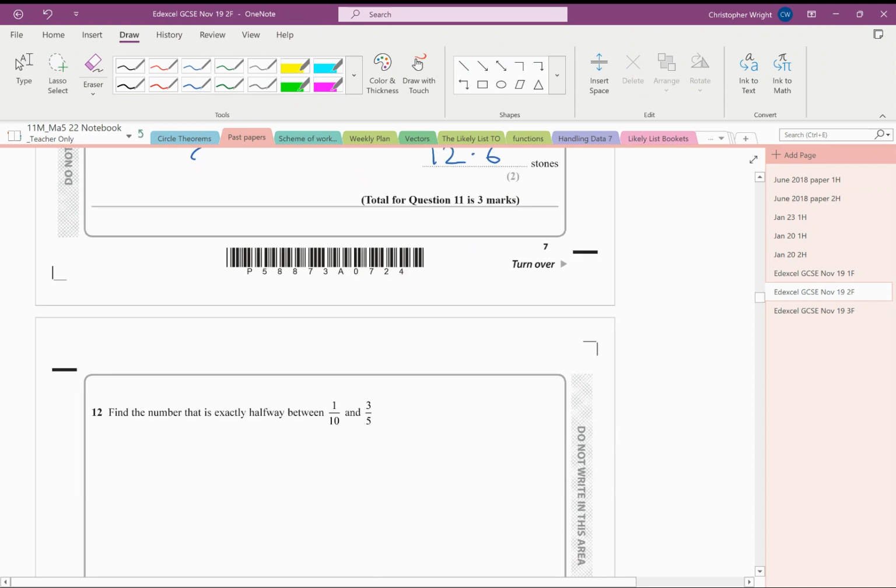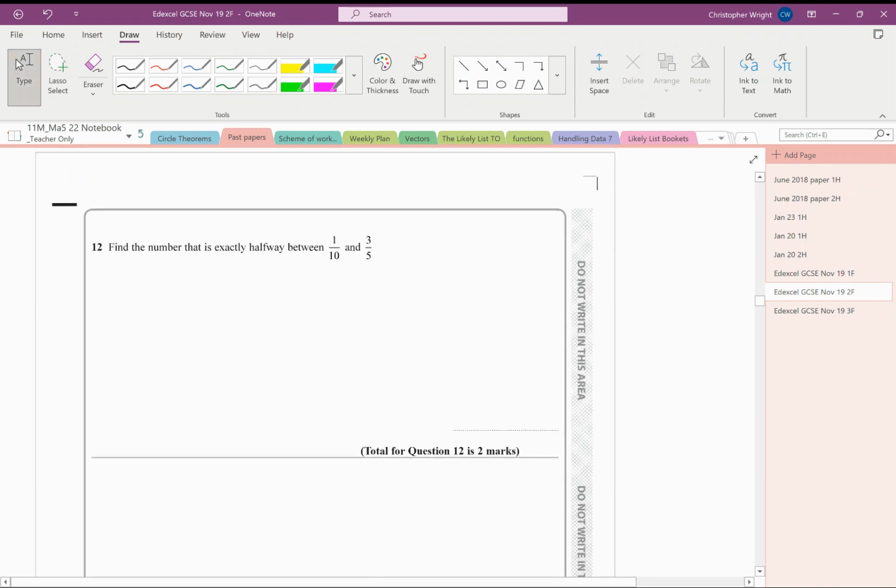Right, number 12. Find the number that is exactly halfway between a tenth and 3/5. Well, I know to find the number that's halfway between two numbers, I can just add them up and divide by 2. And of course, this is a calculator paper. So I'm going to use my calculator to do 1/10 plus 3/5. I'm going to add those up and then divide by 2.